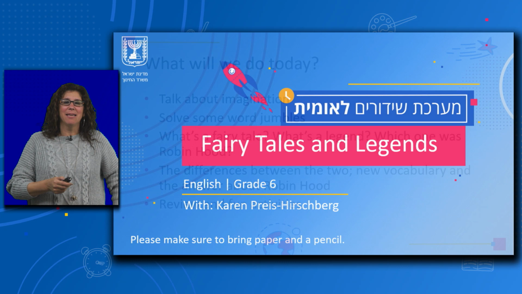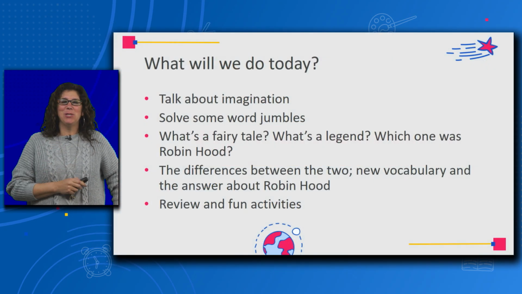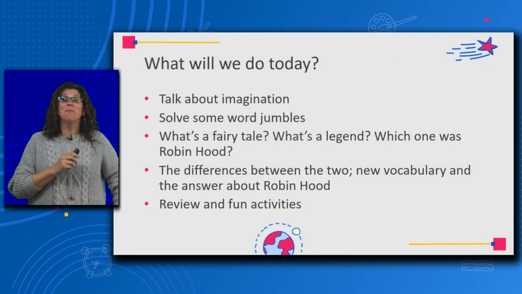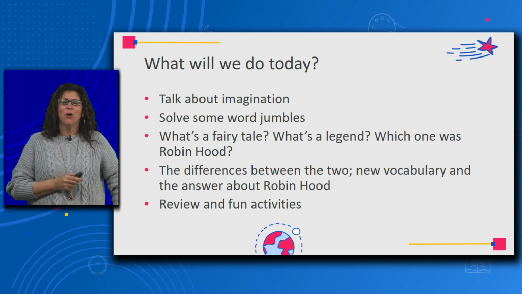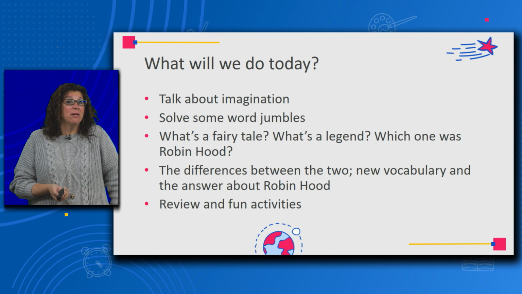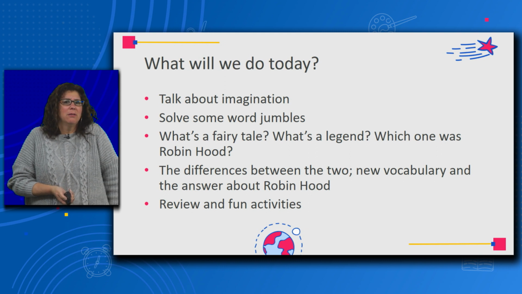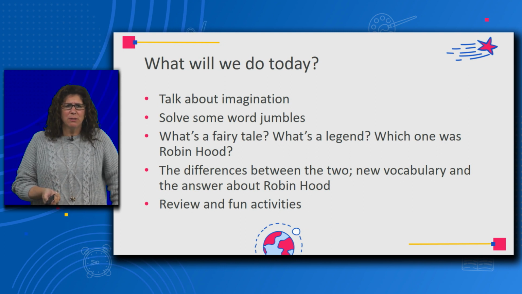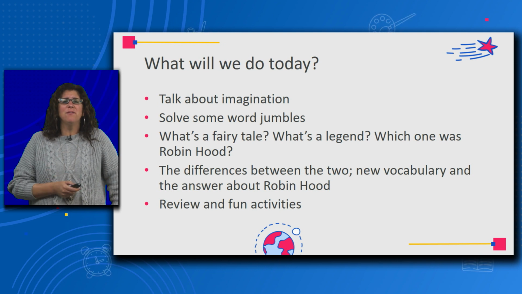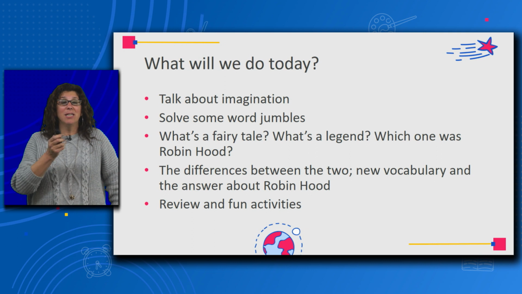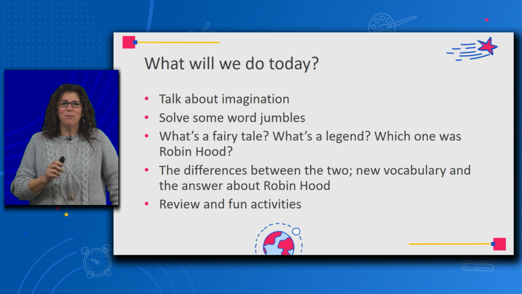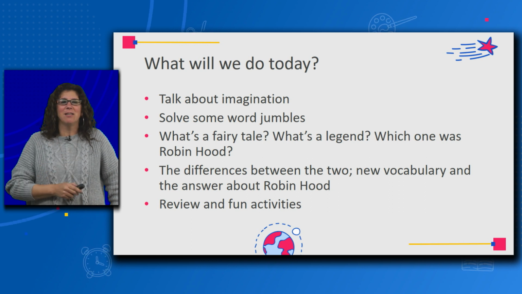So, let's see. What are we going to do today? First, we're going to talk about imagination. We're going to solve some word jumbles. We're going to talk about what's a fairy tale, what's a legend, and which one of them was Robin Hood. We're going to talk about the differences between the two. We're going to learn some new vocabulary, and we're going to give you the answer about Robin Hood. And then, to tie it all up, we're going to do a review and fun activities.